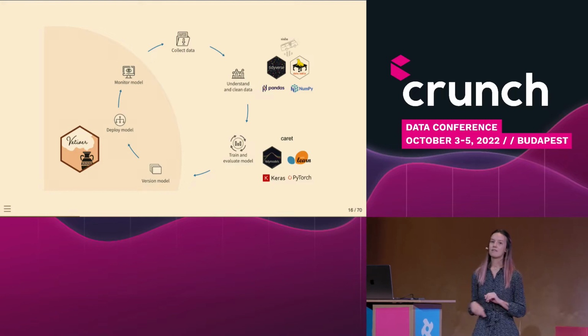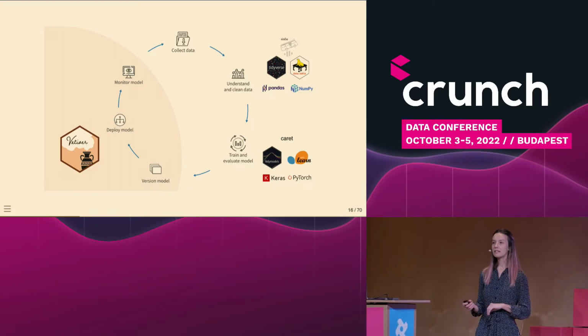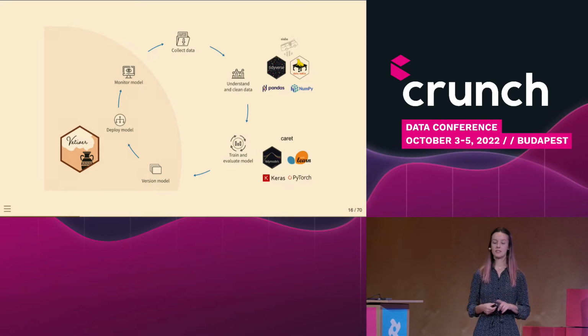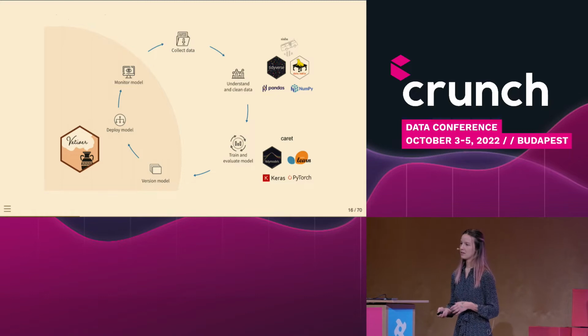So we saw the beginning of this cycle. We have really clear tools of what to use for data scientists. But it gets a little bit hazy of where we should go next after we have built our model. And of these MLOps practices that we're looking at, Vetiver focuses on three of them. It focuses on versioning, deploying, and monitoring a model.